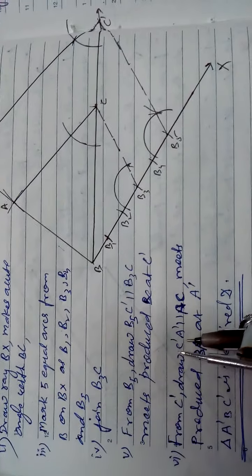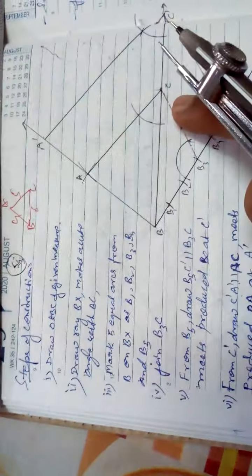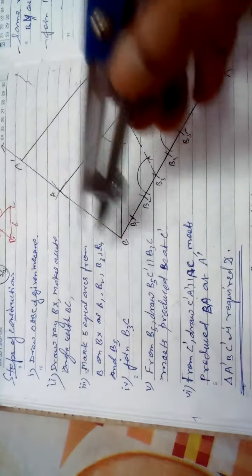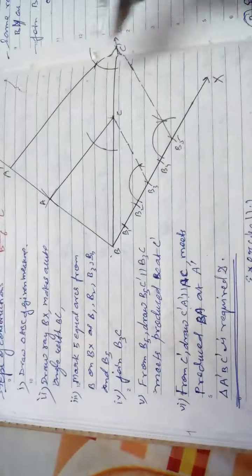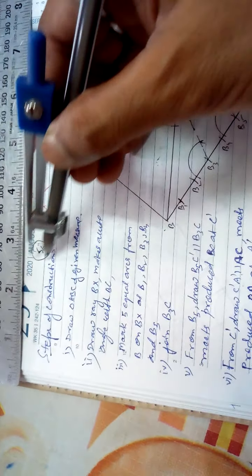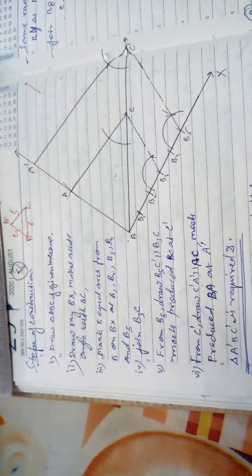From C dash draw C dash A dash parallel to AC, meeting produced BA at A dash. A dash B C dash is the required triangle. A dash B C dash, the big triangle. It is bigger than the given one because your scale factor is an improper fraction. That's why it is bigger.